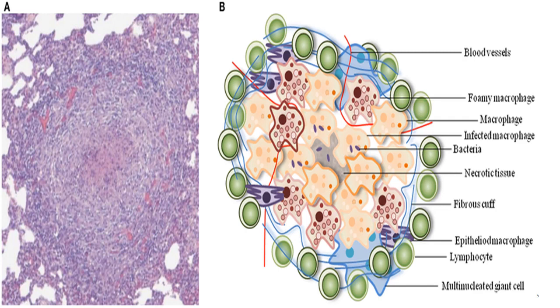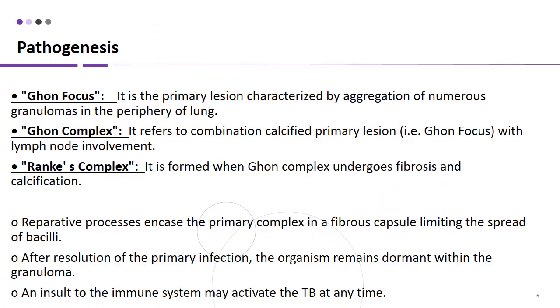So the difference between a caseating granuloma and a non-caseating granuloma that occurs in sarcoidosis is that in a caseating granuloma there is always the presence of necrotic tissue, whereas in a non-caseating granuloma there will be inflammatory cells only. As I have told you earlier, numerous Langerhans cells will combine to form a granuloma.